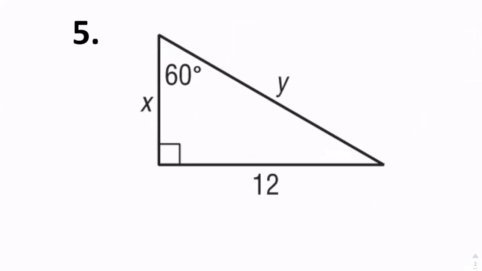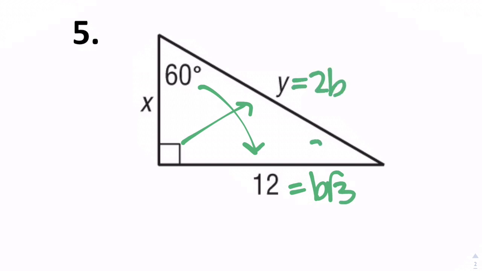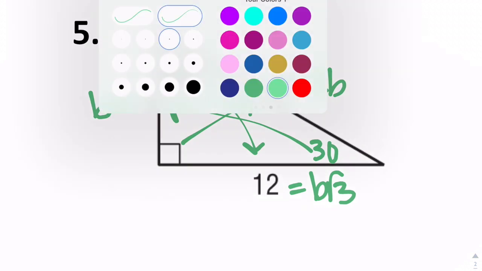So, this right here, across from the 60 is B root 3, across from the 90 is 2B, and across from the 30 is B. Okay, so now we have a little solving to do.